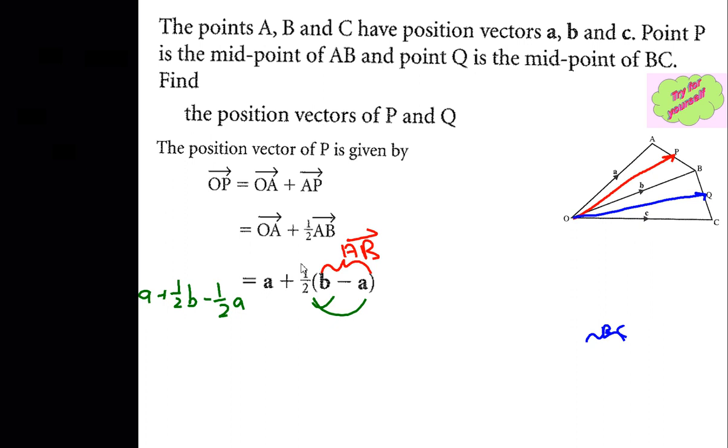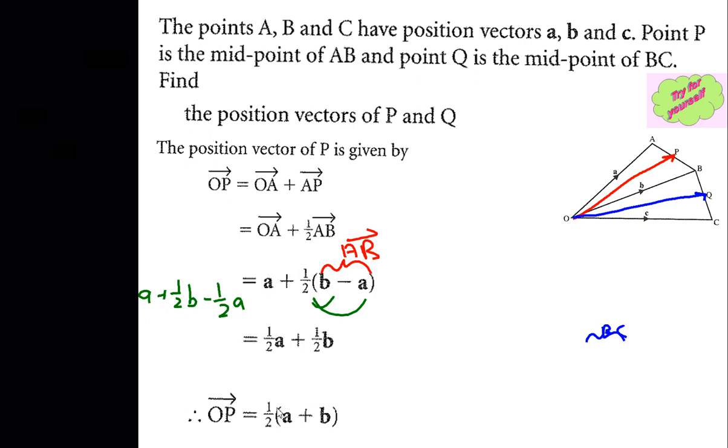So then you could expand all that. A half times b, a half times minus a, gives you a plus a half b minus a half a when you expand this. So basically we've expanded this. I'm just pointing out that this thing here is AB. So a minus a half a is a half a, and a half b is just still a half b. So you end up with a half a plus a half b. Fabulous. So that's vector OP. So that's position vector OP.